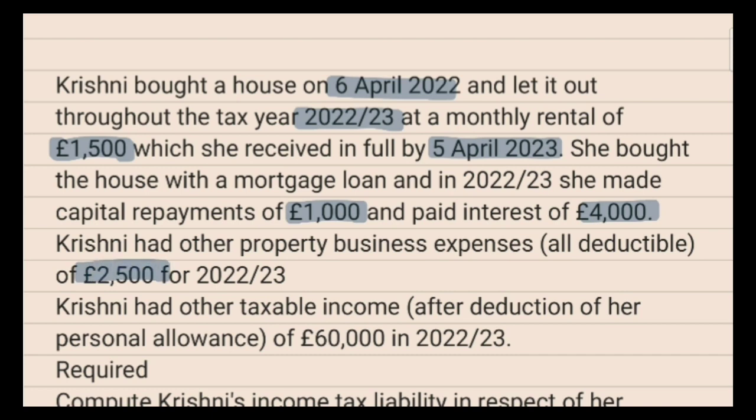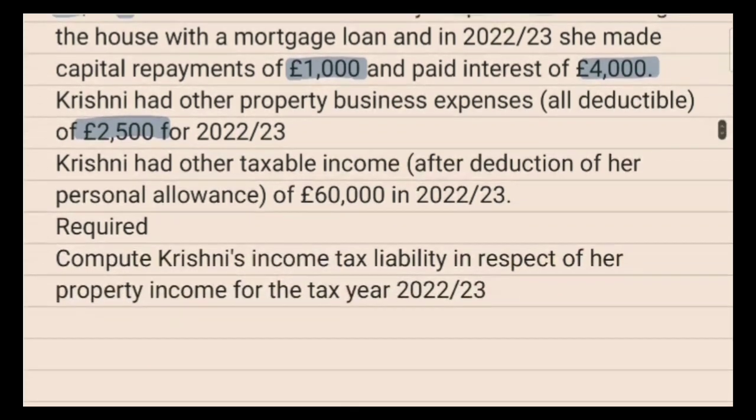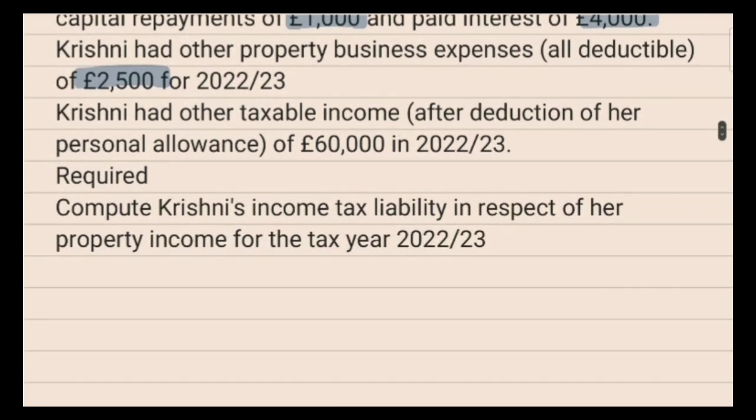बाकी सब उसके जो expenses हैं जो कि allowable expenses हैं वो 2500 हैं, but इंटरेस्ट 4000 है जिसकी ट्रीटमेंट हमने एज रिडक्शन इन टैक्स लायबिलिटी करनी है. Krishni had other taxable income, after deduction of her personal allowances, of 60,000. So it is given to calculate your tax liability कि आपके पास आपकी नॉर्मल इनकम 60,000 है और that is after deduction of personal allowances, meaning this is said to be your net income.